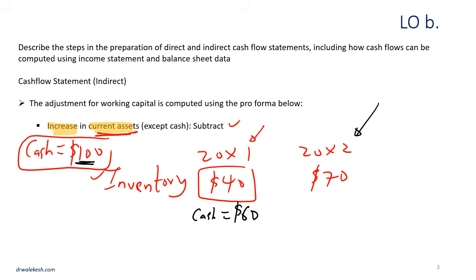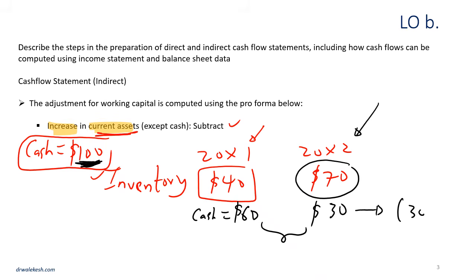In 20x2, recall that we agreed that we are keeping cash constant on a yearly basis. If you purchase inventory worth $70, how much cash will be left? The cash that will be left will be $30. What does this mean? This implies that your cash has decreased by $30. And that's the major reason why we subtract increase in current assets.